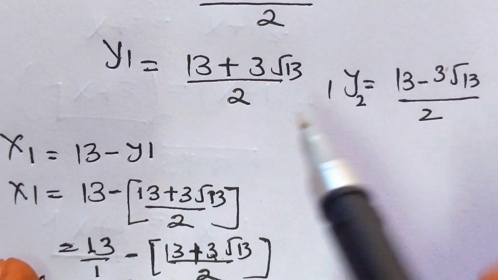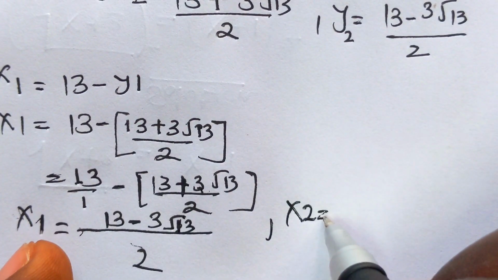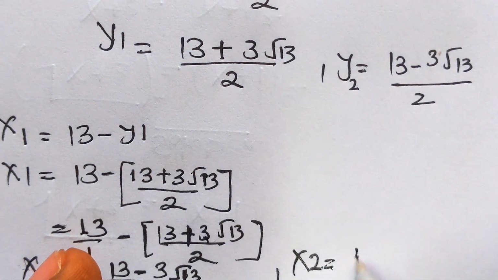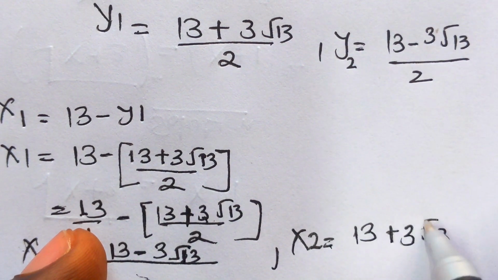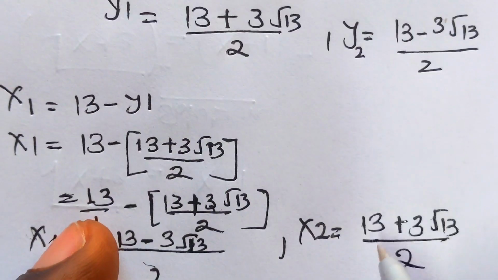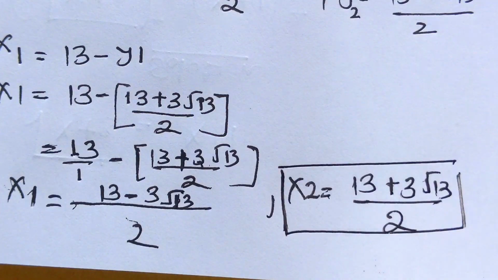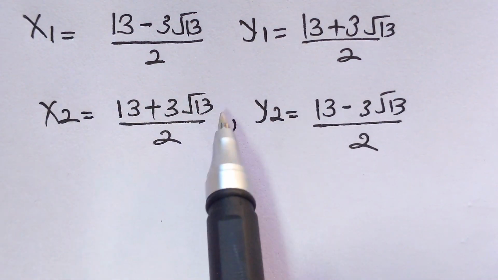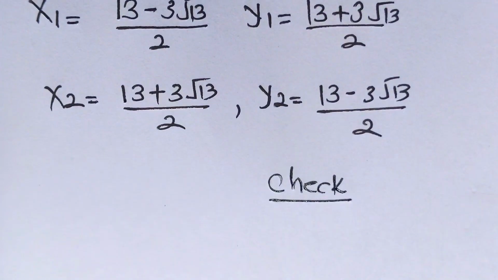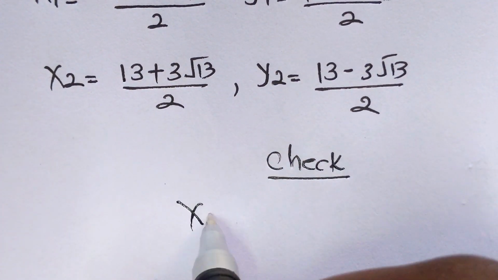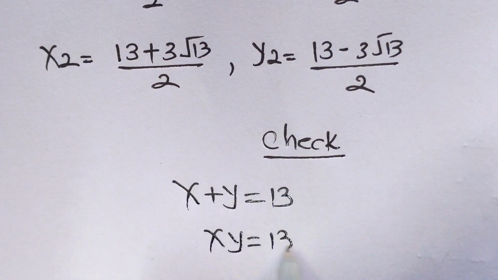And of course, this is the opposite of this one. That's what we can say, that x2 can be the opposite of this. We have 13 plus 3 square root of 13 over 2 as the values of x1 and x2. And after finding these values of x and y, we can check if our answer is correct. Here we have given x plus y equal to 13, and xy equal to 13.